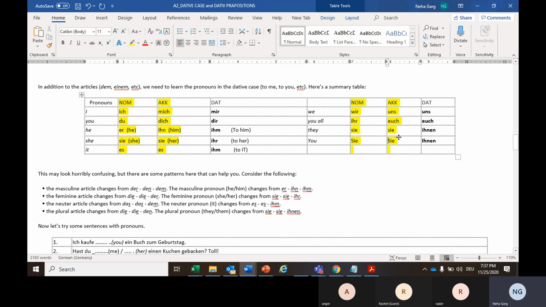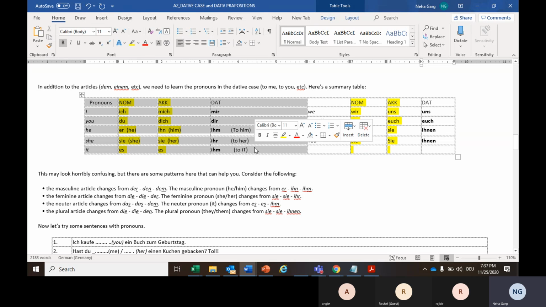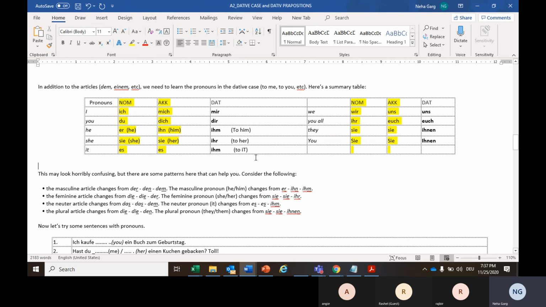So now here, if you can see, wir and ihr remain the same, uns, and then sie and Sie are changing. They are also the same, ihnen and Ihnen. It's just the difference of small i and capital I. So the table is very simple to learn. You just have to understand where and how to use it.